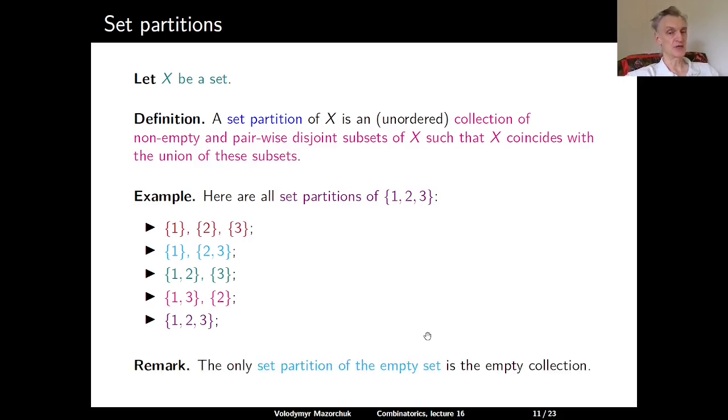Remark: the only set partition of the empty set is the empty collection. That's a usual convention which we have. And we just see that the set with 3 elements has 5 different set partitions.